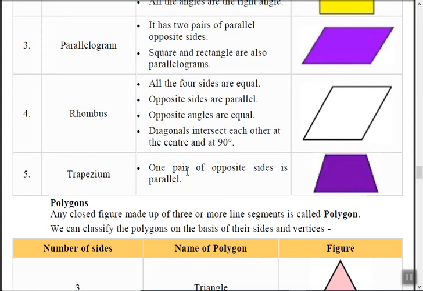Trapezium. One pair of the opposite sides is parallel. That's the only condition of trapezium. One pair, it can be this or it can be these also, anyone. But one pair only, not both the pairs. So this is known as trapezium. And if the non-parallel sides, these two, are equal, then it's called a regular trapezium.